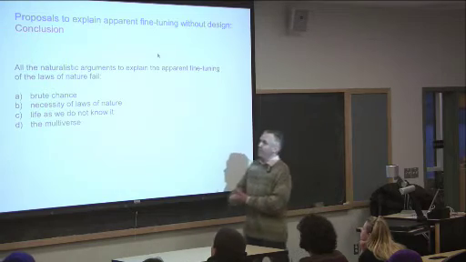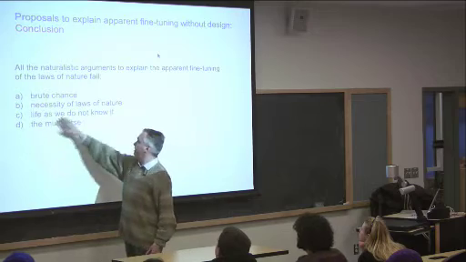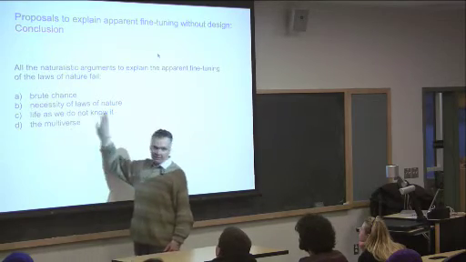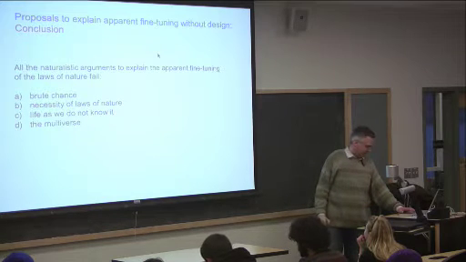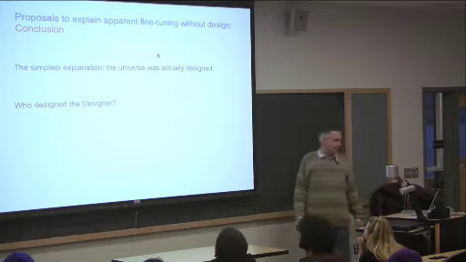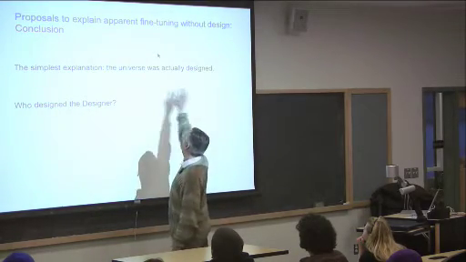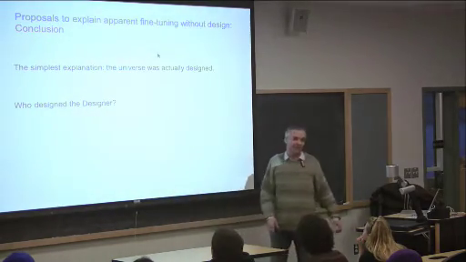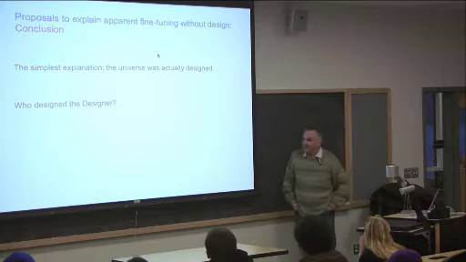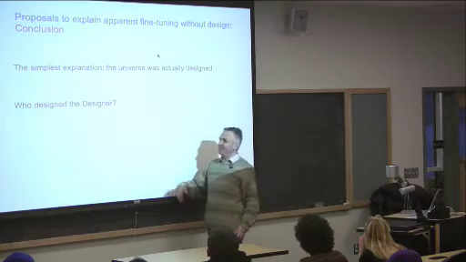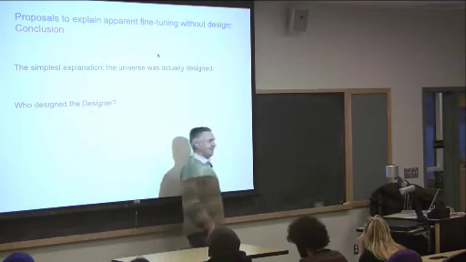So the conclusion is we had brute chance, necessity of the laws of nature, life as we do not know it, the multiverse. All those arguments, it just fails. So then what is the conclusion? The simplest explanation would be the universe was actually designed. Yeah, well, then of course the atheist and the skeptic will say, who designed the designer?